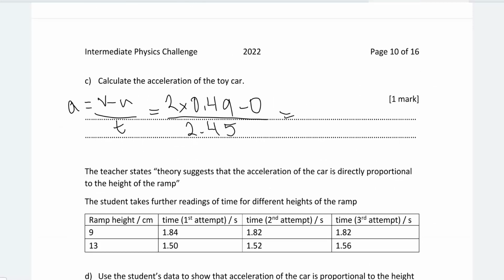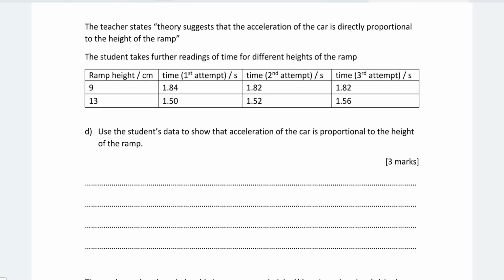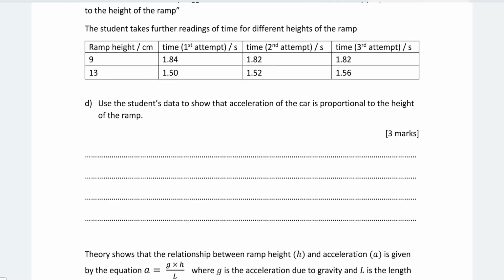2.45, and let's put this into a calculator. And that's going to give me right about 0.4 meters per second squared. Okay, then the teacher states that theory suggests that the acceleration of the car is directly proportional to the height of the ramp. Then we take some further readings of time for different heights of the ramp. Use the student's data to show that the acceleration of the car is proportional to the height of the ramp.